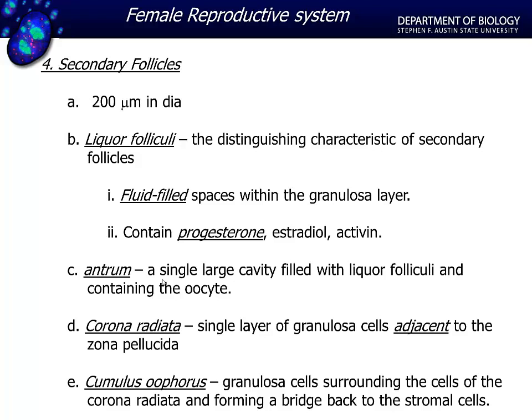Then we're also going to have granulosal cells that surround the corona radiata and also for a time attach this unit, this oocyte corona radiata granulosal cell unit, back to our granulosal or follicular cells that surround the antrum, and that interconnecting bridge is called the cumulus oophorus.